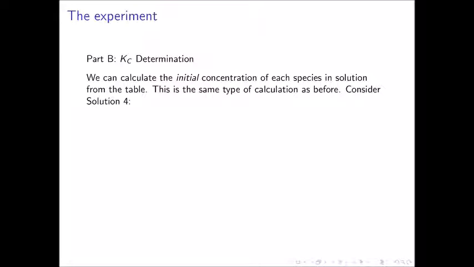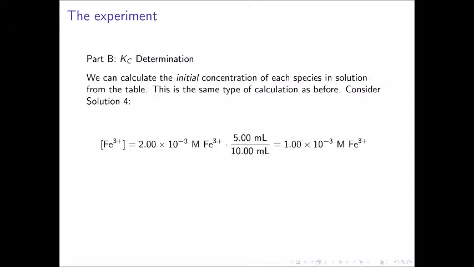We can calculate the initial concentration for our reactants from the table. This is the same type of calculation as before. We will look at solution 4. The concentration of the iron 3+ begins with the concentration of the stock ferric nitrate solution, 2.00 times 10 to the negative 3 molar. We multiply this by the dilution factor of 5 milliliters added over the total volume of 10 milliliters. This gives a value of 1.00 times 10 to the negative 3 molar.